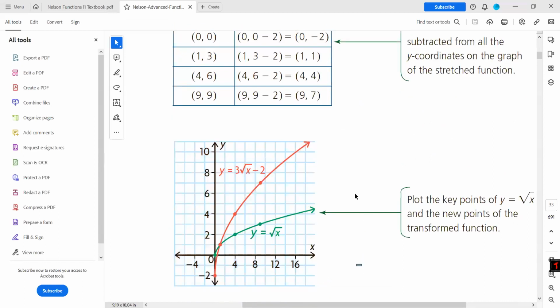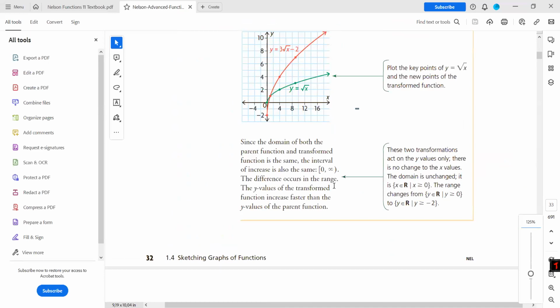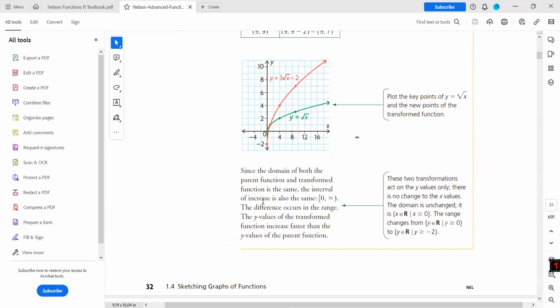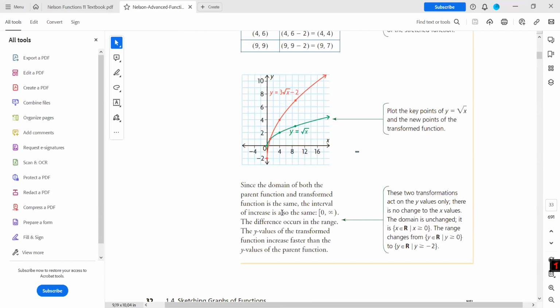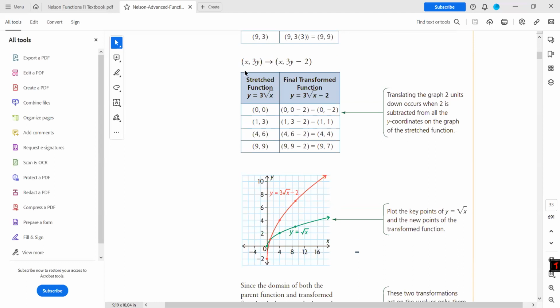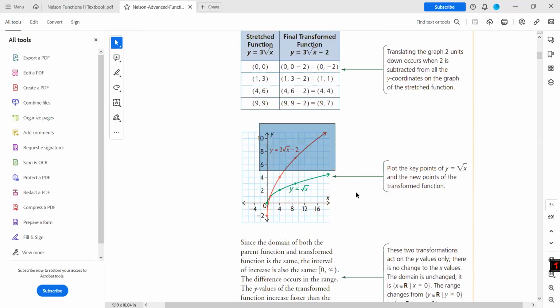Here you can see a result of such transformations. And since the domain of both the parent function and the transformed function is the same, that's really important to remember, the interval of increase is also the same. The difference occurs in the range. The y values of the transformed function increase faster than the y values of the parent function, because we applied a vertical stretch, right? A factor of 3 basically gave us this vertical stretch.